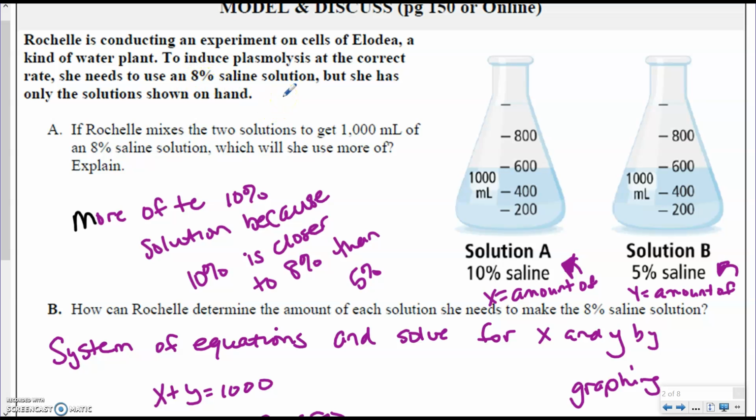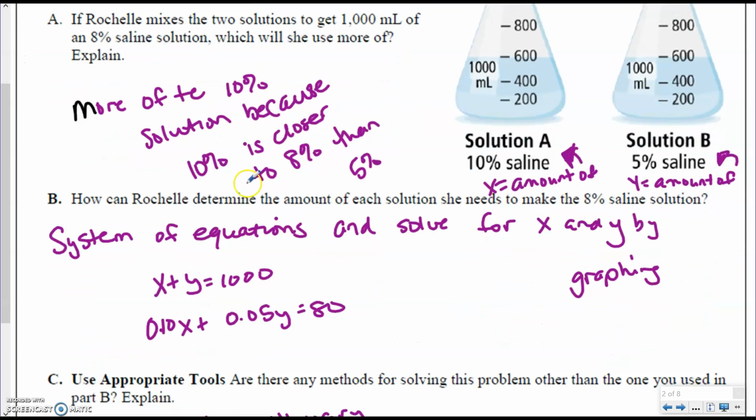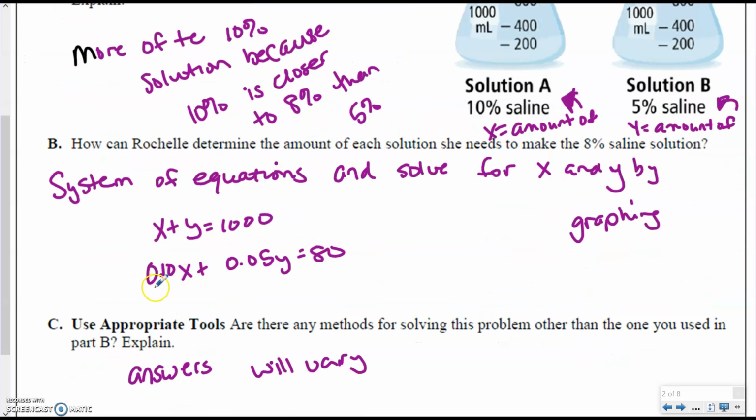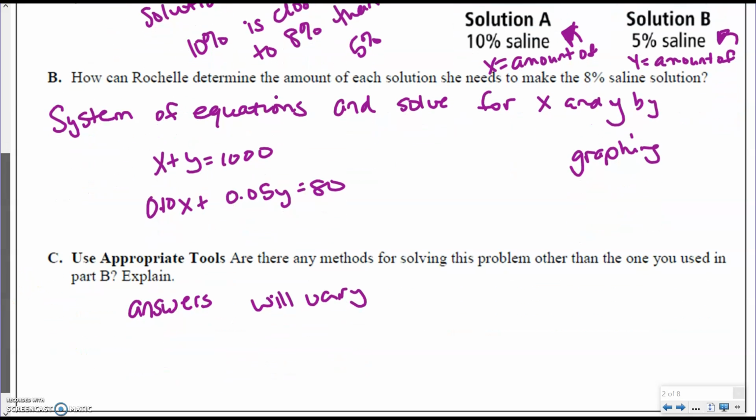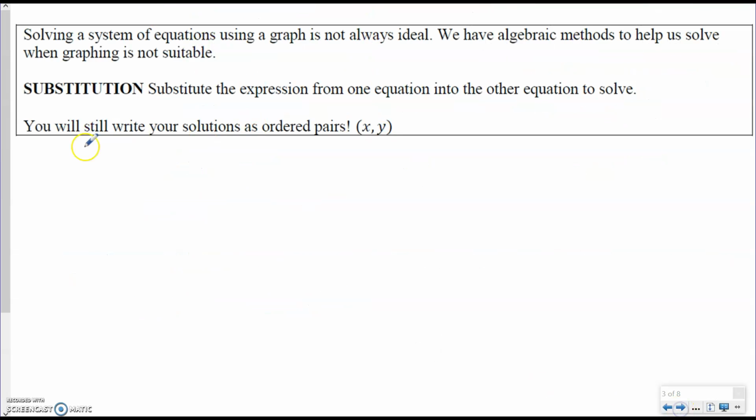I think I might have written that down correctly. So when we set this up, 10% is 0.10, 5% is 0.05, and then the reason we have 80 is because we're doing 0.08 times the 1,000. So that's going to help you out there. You can solve this by graphing and then find your x and y where those two lines intersect. And there are other methods. Your answers will vary. We're going to talk about a method here in a second.